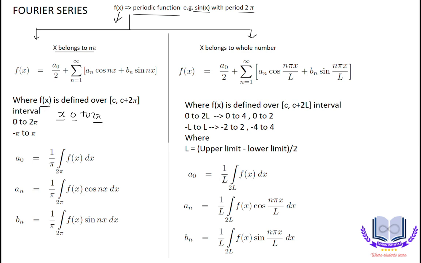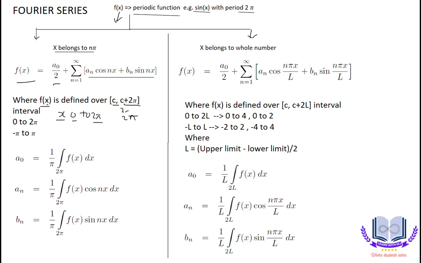So we are given a function f(x) which is defined over c to c plus 2 pi. So here, as you can see, the overall interval is of 2 pi, so the period for that interval is 2 pi. For that we will use the formula f(x) = a naught by 2 plus summation of n equal to 1 to infinity of a n cos nx plus b n sin nx. We have to use that formula to find the series for the function.